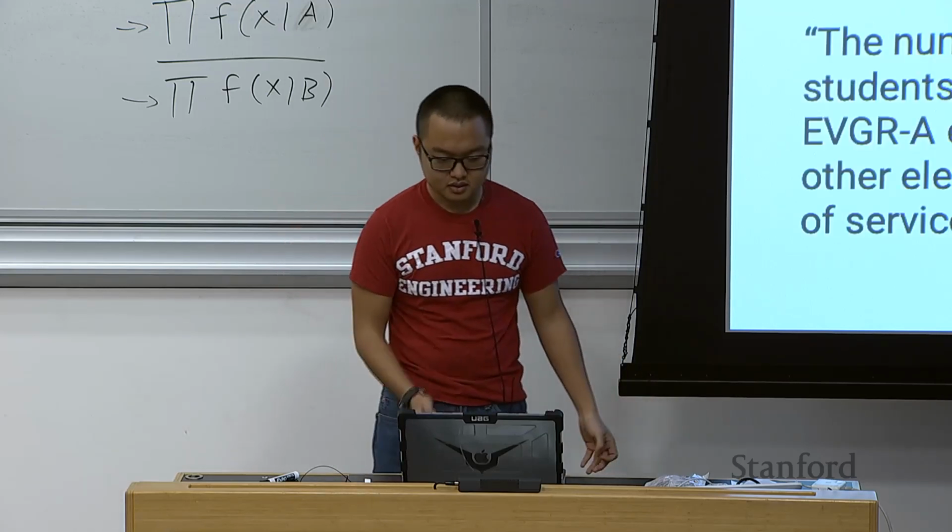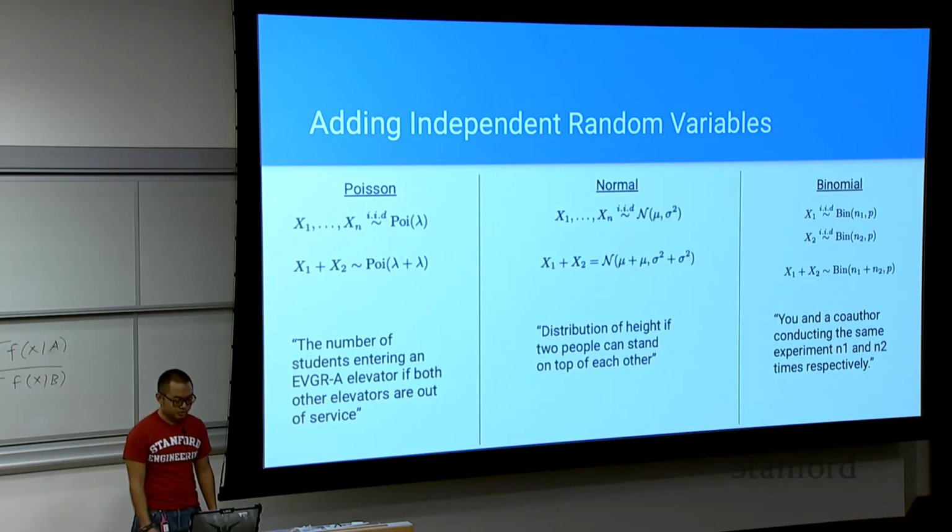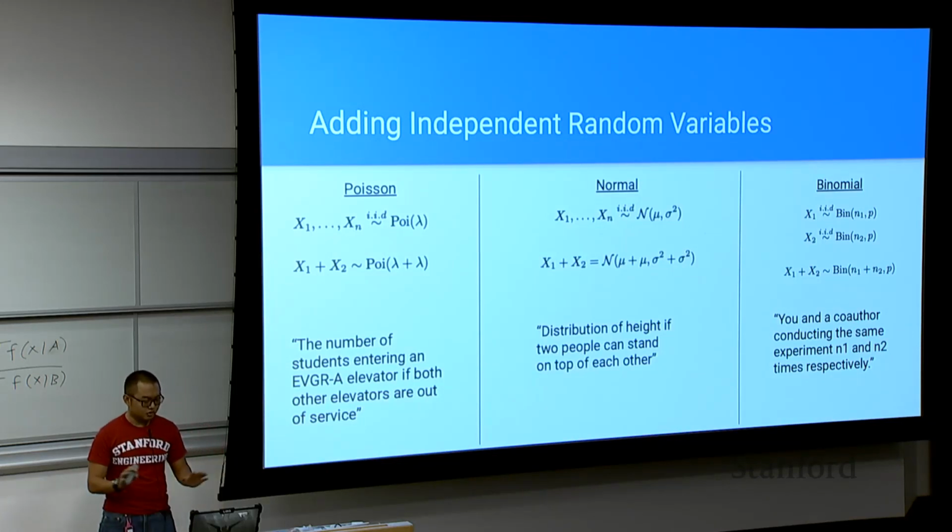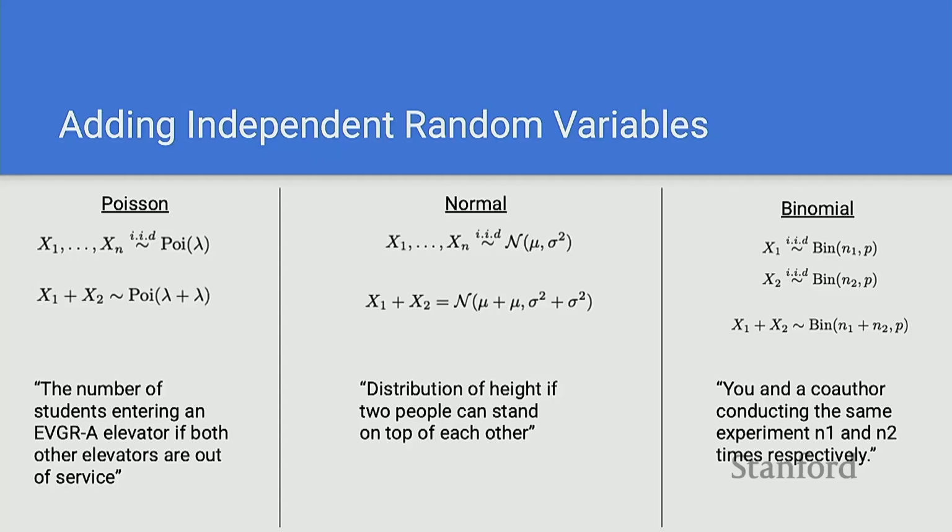All right. Then we talked about adding independent variables. The three most heavily used forms that I've seen of adding random variables are adding Poissons, adding normals, and adding binomials. They all have to be IID. If they're independent of each other and from the same Poisson distribution and you sum them, that's just summing the lambdas.